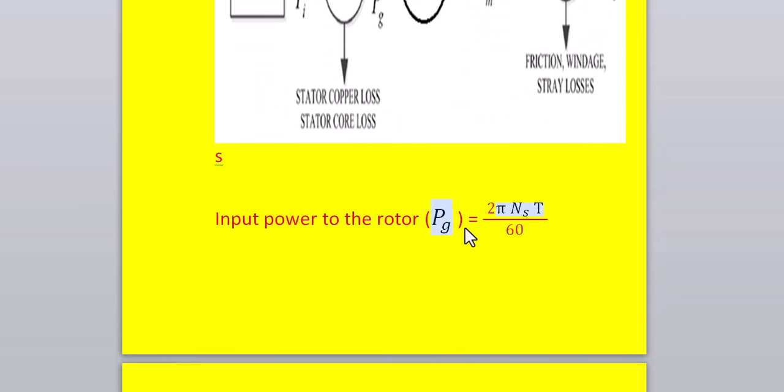Input power to the rotor can be written like this: 2 pi Ns T by 60. Here T is the motor torque and Ns is the synchronous speed of the three-phase induction motor, and this formula comes from general mechanical engineering, that is solid mechanics. So it can be written like this: 2 pi Ns T by 60.